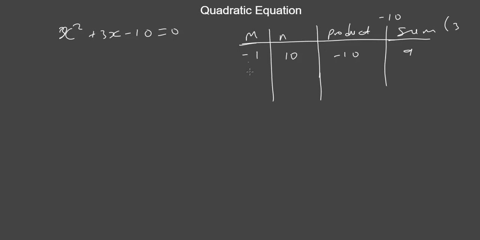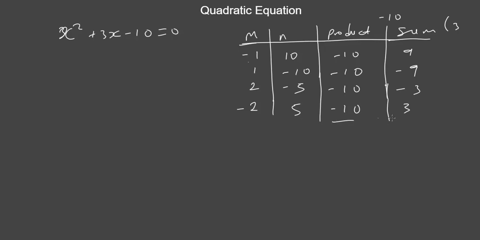So you can say maybe 1 and minus 10. If you do this math, of course, you get minus 10. But the sum will give you minus 9, which is still not 3. Now let's try out another factor. In this case, 2 and let's say minus 5. If you multiply them, that will give you minus 10, which is what we want. But if you add them up, it will give you minus 3. Now let's try this. Minus 2 and plus 5. This will give you minus 10 as the product. But if you add them up, it gives you 3. So now we've got what we are looking for.